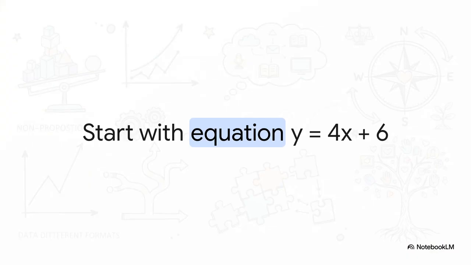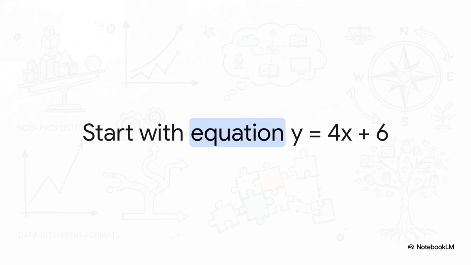For this one, we're going to work entirely backwards from scratch. Here's our raw equation, y equals 4x plus 6. Right off the bat, that plus 6 sitting at the end should be setting off major alarm bells in your head. That is your non-zero starting value. Before x even gets out of bed in the morning, y is already sitting at 6.